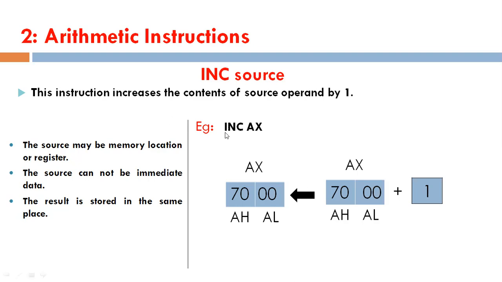Example, INC AX. Here the value of AX is 70. If I execute this instruction, 70 is incremented by 1. The 1 is incremented in the AL register. It is the same in the case of decrement. Decrement will decrease the contents of the source operand by 1.